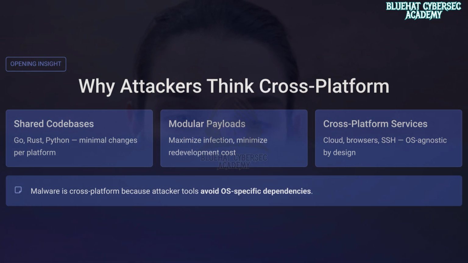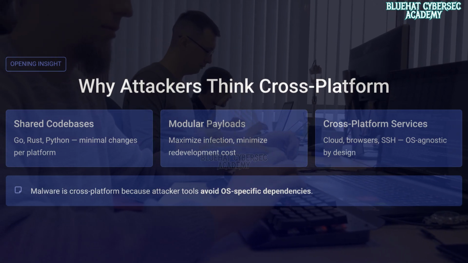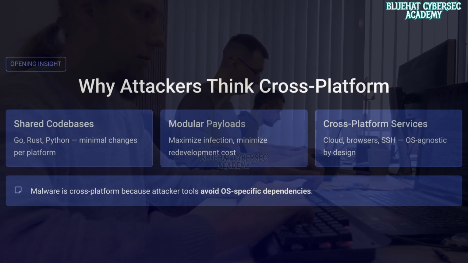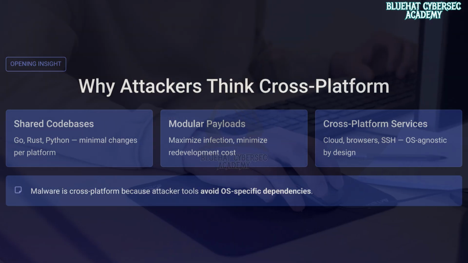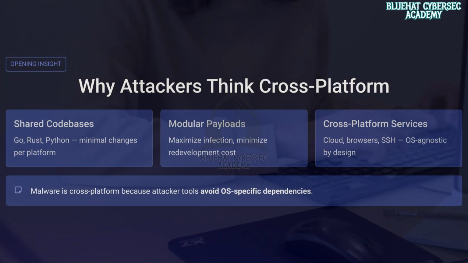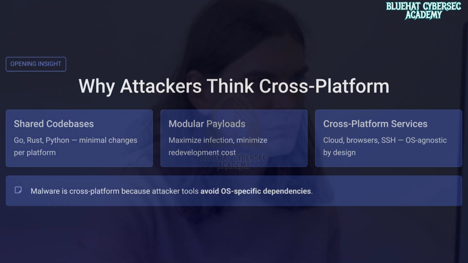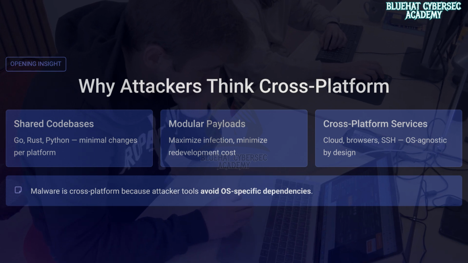Now, to understand why multi-platform malware is not just a technical upgrade, you have to look at how attackers think. At first glance, writing malware for multiple operating systems sounds like extra engineering effort. In reality, it is often the opposite. It is a strategic optimization. Attackers are not trying to support all systems equally. They are trying to maximize infection probability while minimizing redevelopment cost.